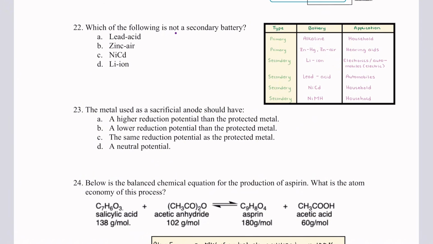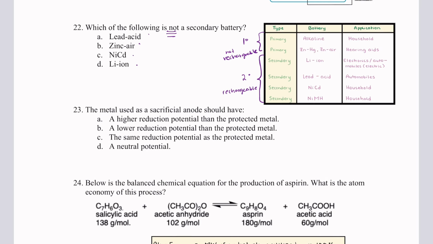Problem 22 says, which of the following is not a secondary battery? Lead acid, zinc air, nickel cadmium, and lithium ion. Okay, to understand this question, we have to make the distinction between primary and secondary batteries very clear. A secondary battery is a rechargeable battery, and it can undergo many charge-discharge cycles because its redox reactions are reversible. In contrast, a primary battery is not rechargeable. Once the chemicals are consumed, the battery is dead and it cannot be restored.